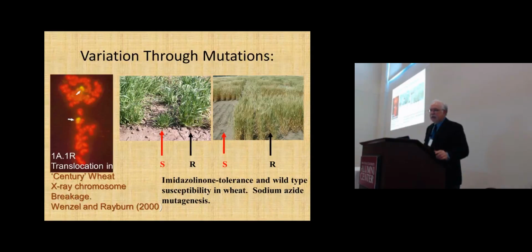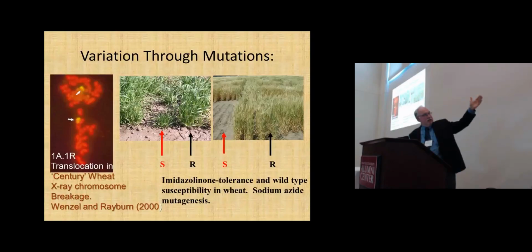Now, the other thing is, I told you about jointed goat grass. We're trying to tie all these little tails and diversions together, okay? Jointed goat grass is susceptible to the imidazoline herbicides, okay? So is common wheat, okay? They share the D genome. If you spray wheat with an imidazoline herbicide, it kills it. So the wild type wheat is the one that says S for susceptible. If you let it grow to maturity, it's dead, just as would the jointed goat grass be.